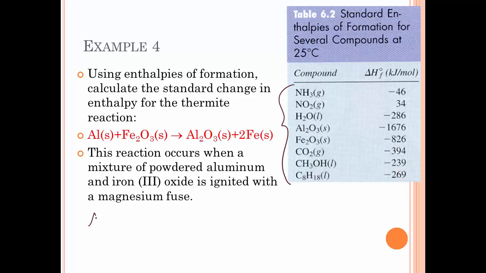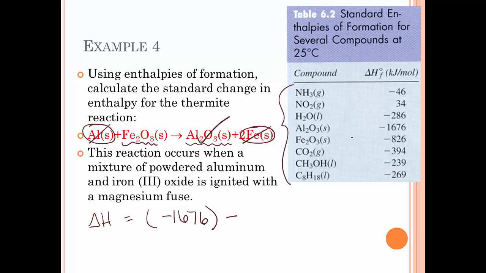So we're going to solve for the delta H by doing products minus reactants. So here we go. Last example. We have aluminum oxide as our product, just one of them. So aluminum oxide is negative 1676 with 2 irons. That's a pure element. It's a 0, so ignore it. Minus reactants. Well, our first reactant is aluminum, pure element. Ignore it. And then we have iron oxide. So iron oxide is here as negative 826. So minus negative 826. So simple calculation.